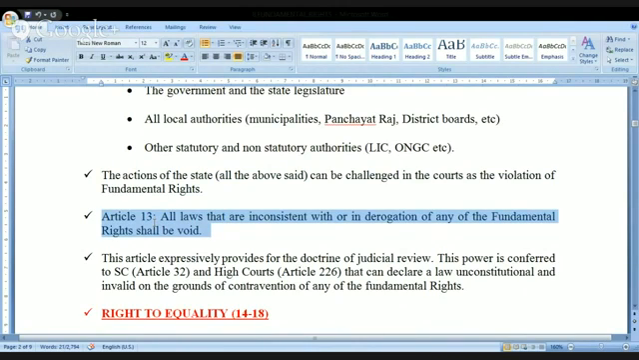Article 13. This is very, very important for me. This is the place where the concept of judicial review has been mentioned implicitly. All laws that are inconsistent with or in derogation of any of the fundamental rights shall be void. What do you mean by this?